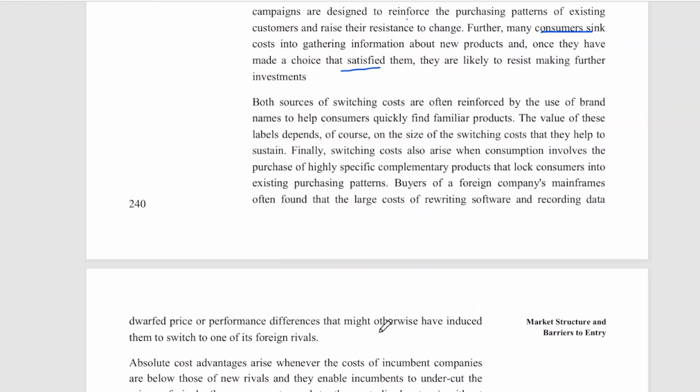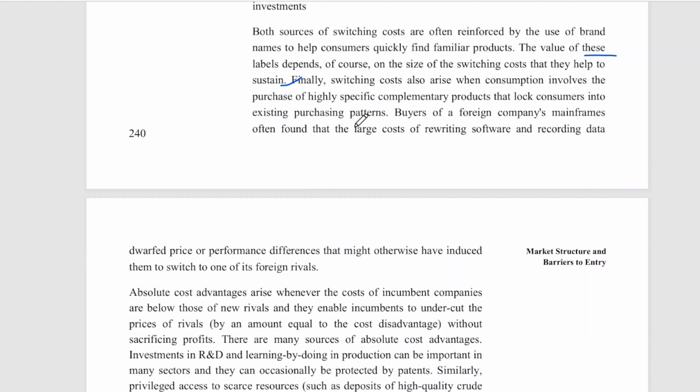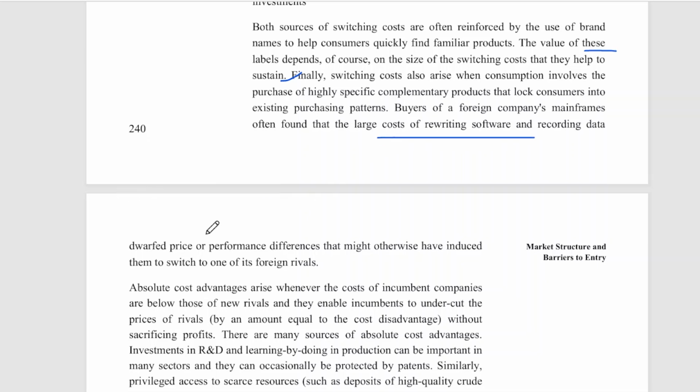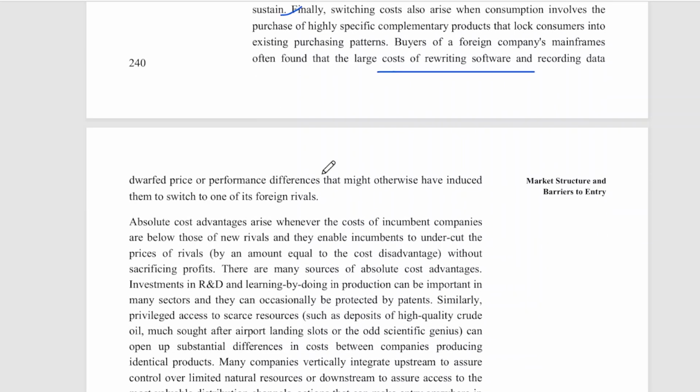Both sources of switching cost are often reinforced by the use of brand names to help consumers quickly find familiar products. The value of these labels depends, of course, on the size of the switching cost that they help to sustain. And finally, switching costs also arise when consumption involves the purchase of highly specified complementary products that lock consumers into existing purchasing patterns. Buyers of a foreign company's mainframes often found that the large cost of rewriting software and recording data dwarfed price or performance differences that might otherwise have induced them to switch to one of its foreign rivals.